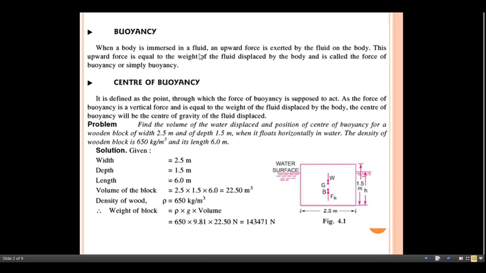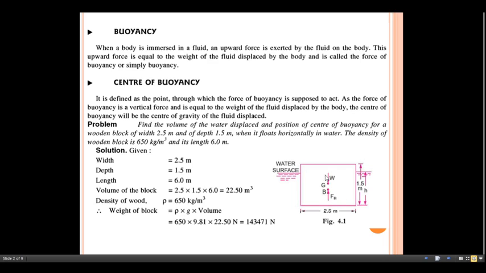When a body is immersed in a fluid, an upward force is exerted by the fluid on the body. This upward force is equal to the weight of the fluid displaced by the body and is called the force of buoyancy, or simply buoyancy. Center of buoyancy is defined as the point through which the force of buoyancy is supposed to act. As the force of buoyancy is a vertical force and is equal to the weight of the fluid displaced by the body, the center of buoyancy will be the center of gravity of the fluid displaced.